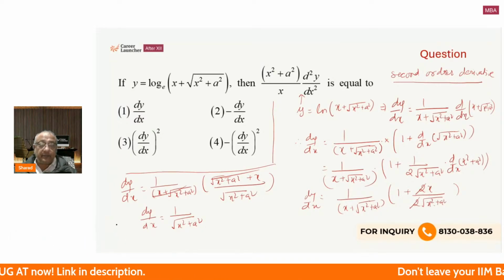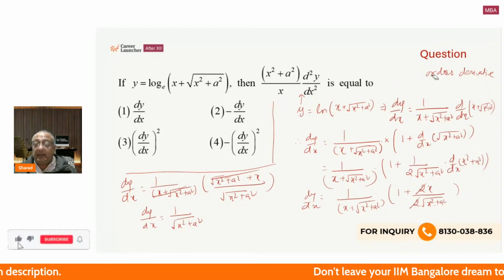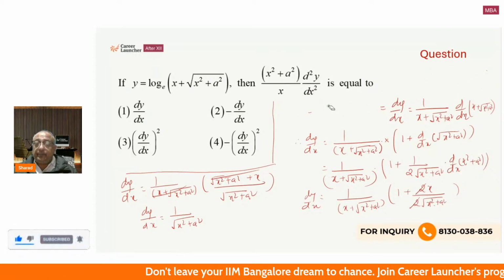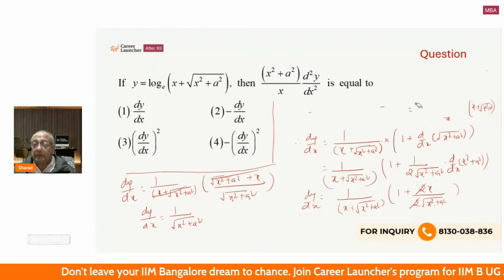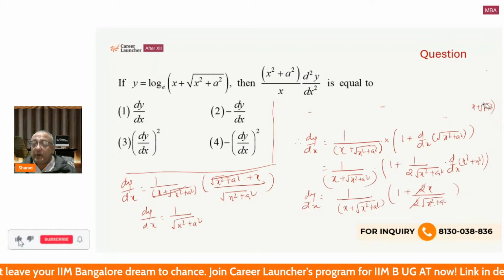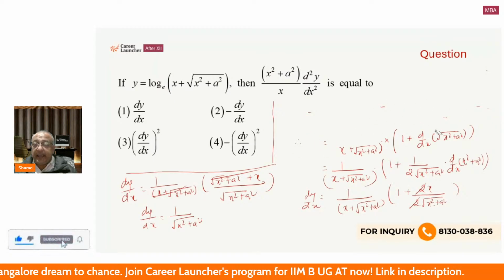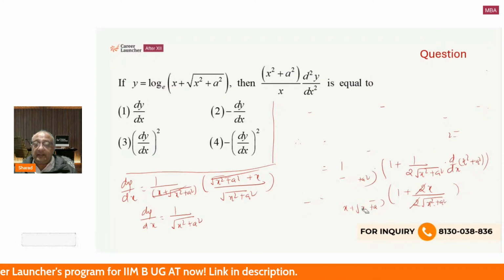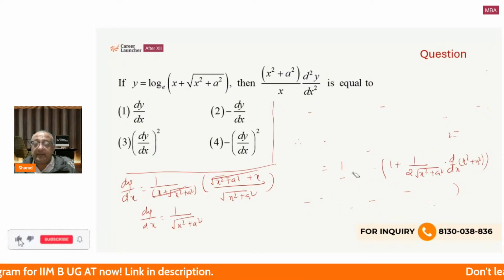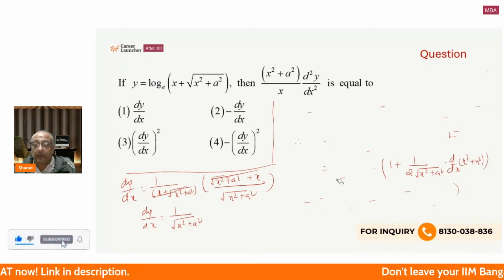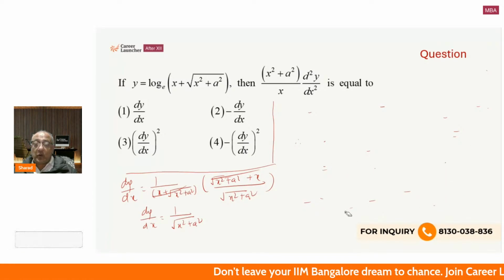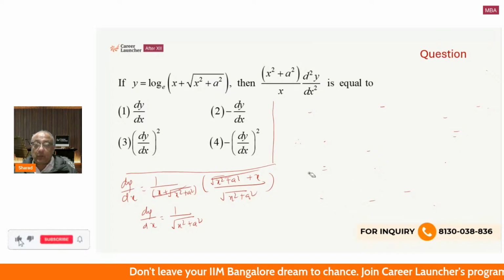Let me choose a black color now. Let me erase this. If you have not understood, please play back. Use the back key on your YouTube video and you can again see how I have come till this step of getting dy by dx is equal to 1 upon under root x square plus y square.